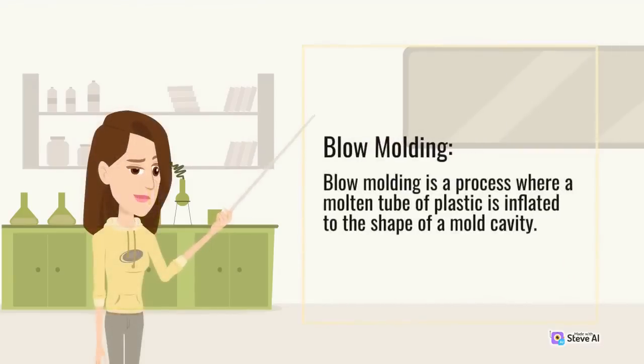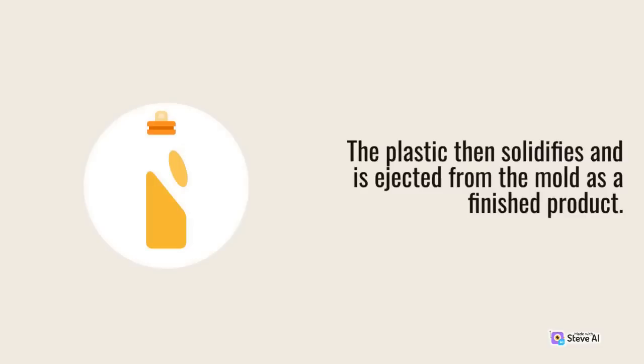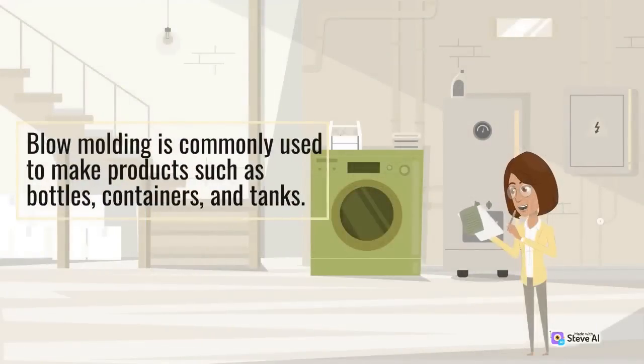Blow molding. Blow molding is a process where a molten tube of plastic is inflated to the shape of a mold cavity. The plastic then solidifies and is ejected from the mold as a finished product. Blow molding is commonly used to make products such as bottles, containers, and tanks.